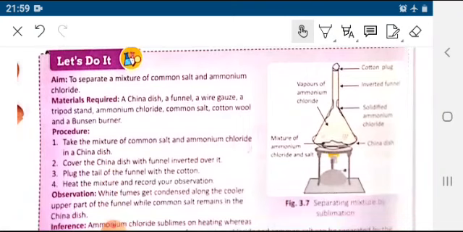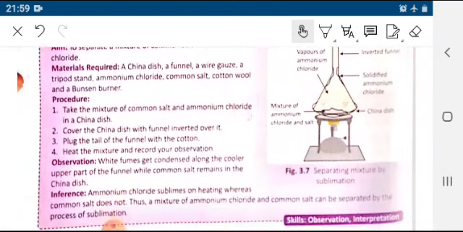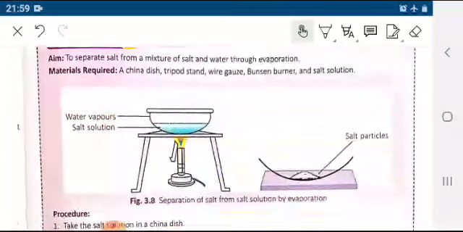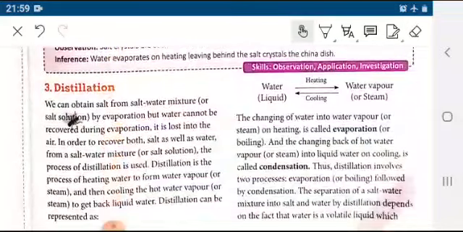So, you can see here a method is given to separate the common salt and ammonium chloride. Since ammonium chloride is a sublimation substance, it can sublime, therefore it can be easily separated. After this, we are moving to distillation. What is distillation? It is a combined process of evaporation and condensation.